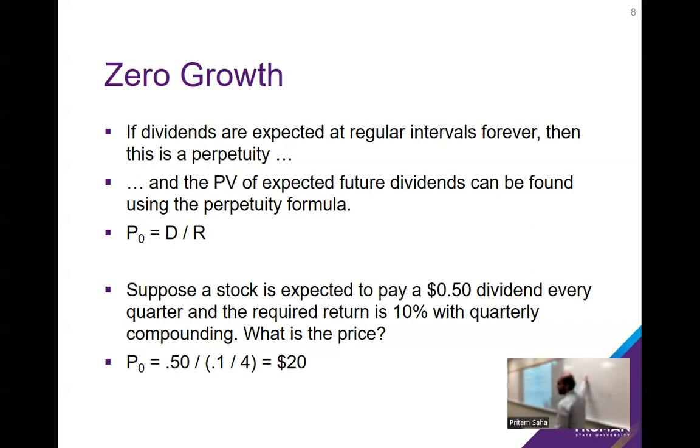Find out the quarterly dividend, find out the quarterly discount rate, right? This is the appropriate discount rate, appropriate cash flow, right? 50 cents, 10% divided by 4, which is 0.025. That is the price. Make sense? Appropriate cash flow, appropriate discount rate. Same policy from the present value formula. Appropriate cash flow, appropriate discount rate. Easy, right?